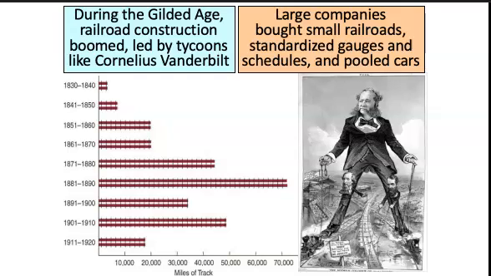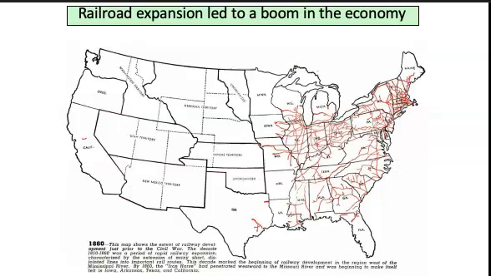They're going to standardize the gauges, so the differences between those rails are going to be equal, so cars can go kind of anywhere in the country. The schedules will become standardized. There will be pool cars. And essentially what we're going to see is that this is going to develop into a large national transportation network, which is fairly important during this time. And because of this, this leads to a boom in the economy.